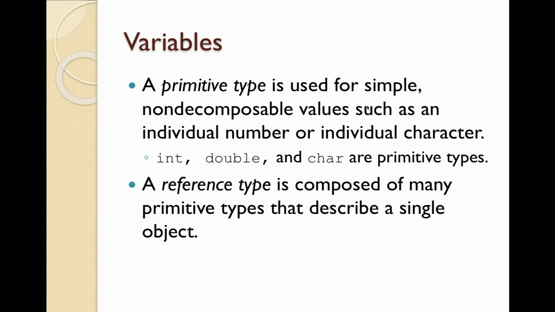A primitive type is used for simple, non-decomposable values, such as an individual number or individual character. These are the types of variables we're going to create in our first level programs most of the time. We'll create integers when we want to store a variable that has no decimals. We'll create doubles when we want to create a variable that has decimals. And we'll use chars when we want to have a variable that stores a character.